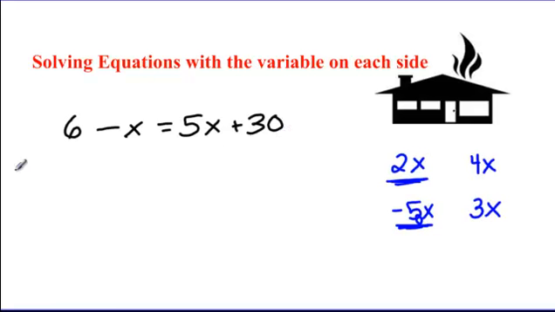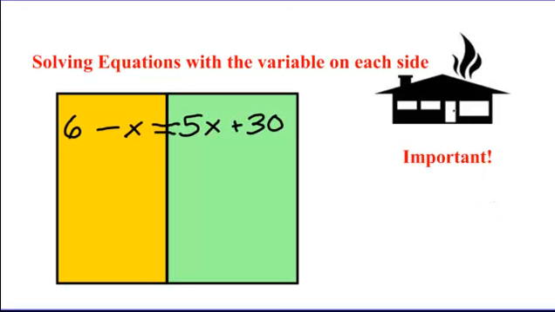Now, what I mean by each side is this. See how I have a yellow side and a green side? And it is separated by this equal sign. These are the two sides. So this yellow side has a 6 minus x and the green side has a 5x plus 30. Well, we want to move the baby variable.